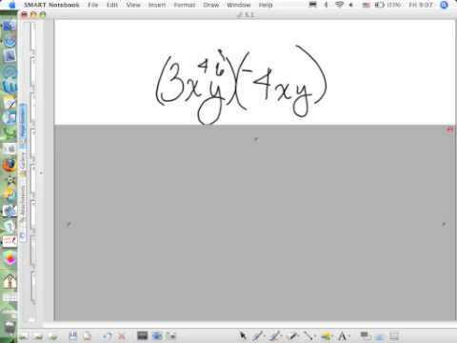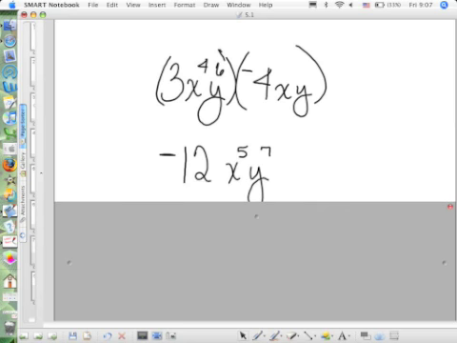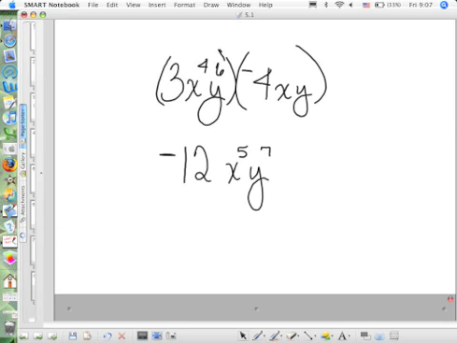Suppose I add a coefficient in front. Okay? Multiply the coefficients together just like you normally multiply numbers together. 3 and negative 4 multiply to give me negative 12. x to the fourth times x to the first: 4 plus 1 is 5. y to the sixth times y to the first: 6 plus 1, excuse me, is 7. So your final answer here would be negative 12, x to the fifth, y to the seventh.